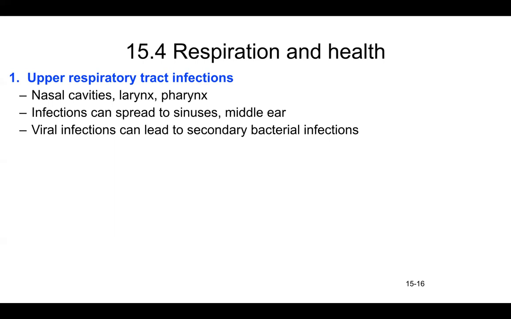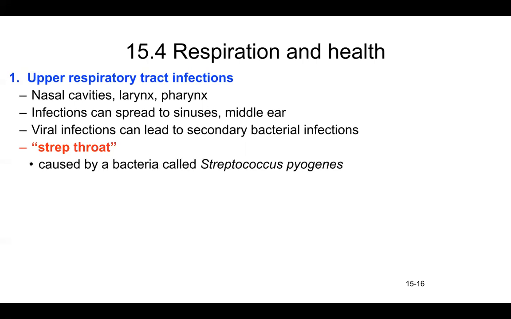As you're finishing copying down upper respiratory tract infections, the first one that we'll discuss is strep throat, which could be very familiar for most of you. It's a bacterial infection caused by a bacteria called Streptococcus pyogenes. If you've ever had strep throat, you would have had common symptoms like a sore throat, a high fever, as well as white patches at the back of your throat.